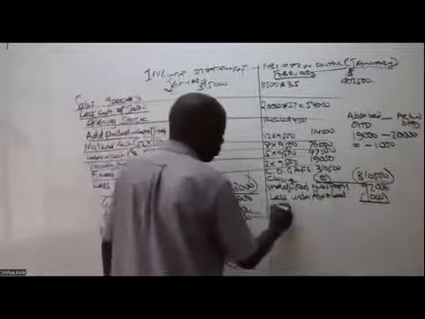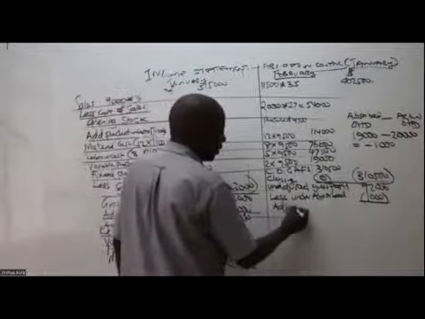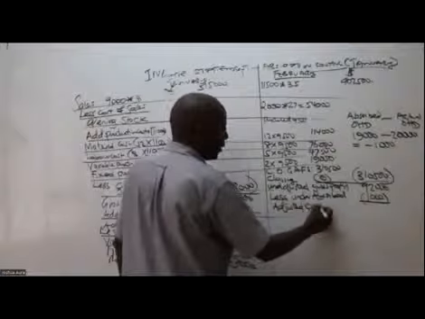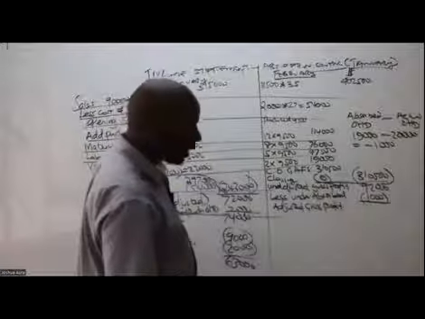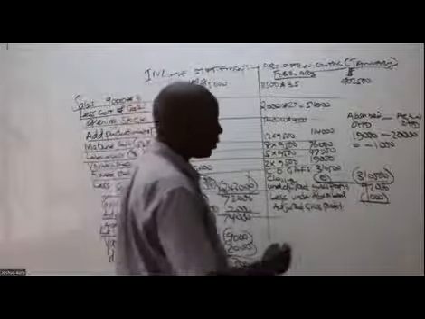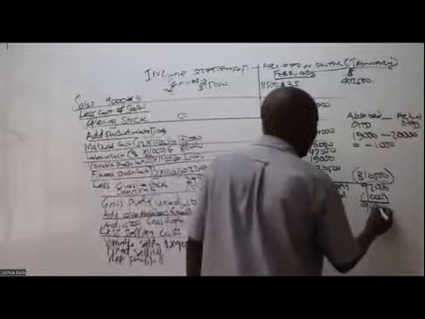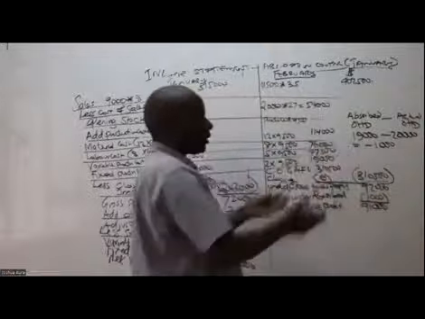What is our adjusted gross profit? Somebody talk to me. 93. 91. Should be 91. Don't add. 91,000, because here we are subtracting.